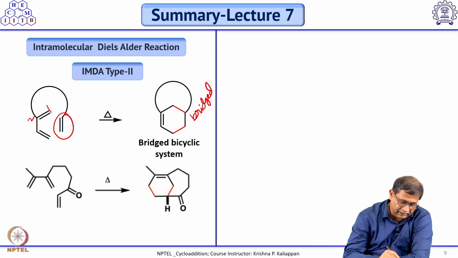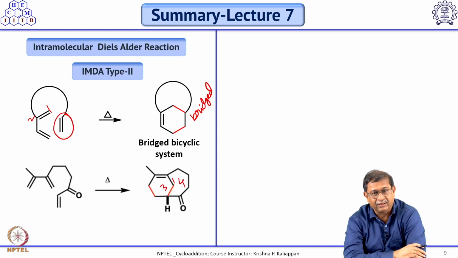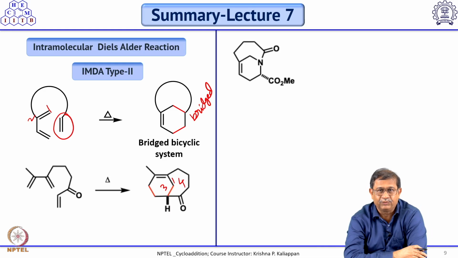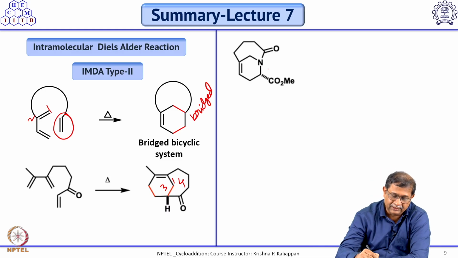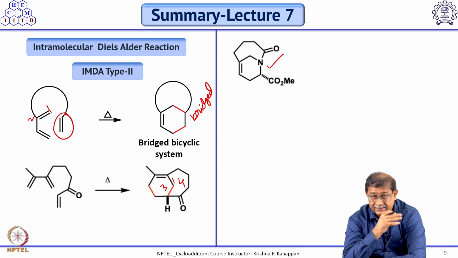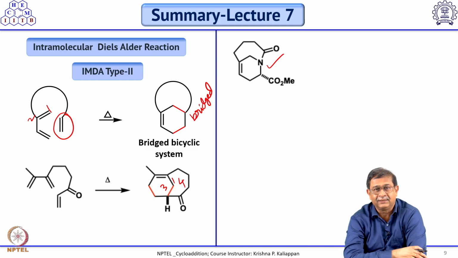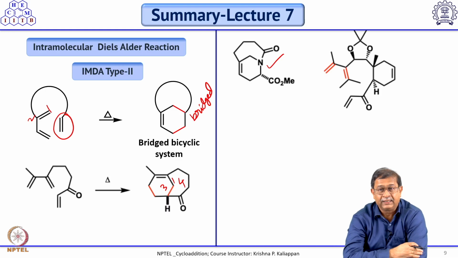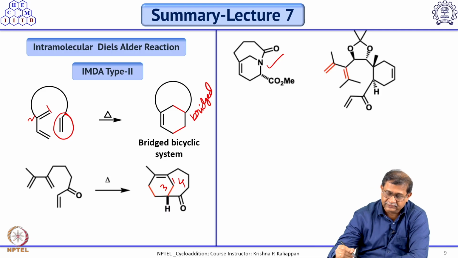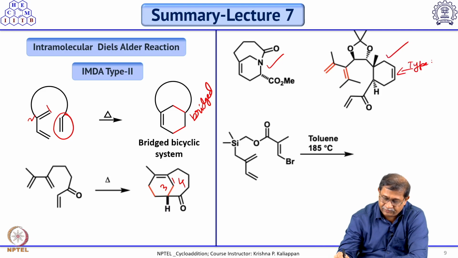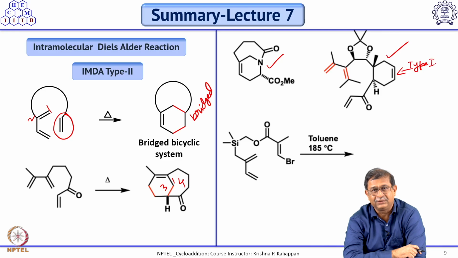Now you can see it has a 4-4-3-1 system, and we also discussed a 5-5-3-1 system. So this is a very interesting example where a heteroatom, that is imine, is the dienophile in the type 2 intramolecular Diels-Alder reaction, and we also discussed the bis intramolecular type 2 Diels-Alder reaction. So this is an example. The first one is type 1, and the second one is intramolecular type 2.